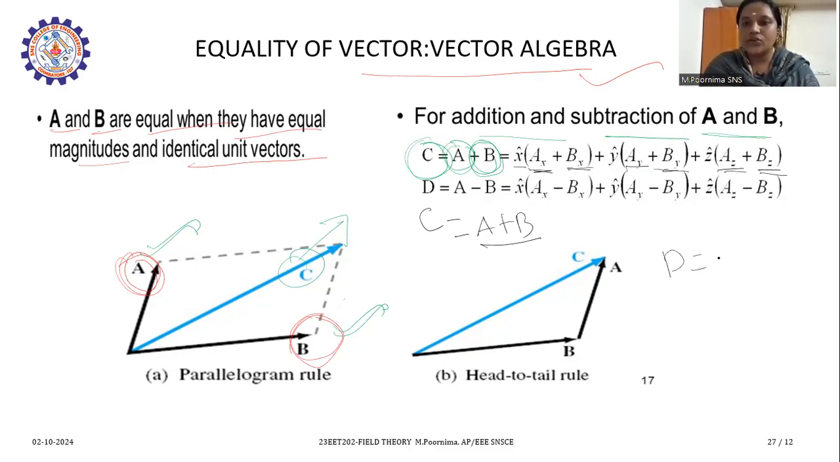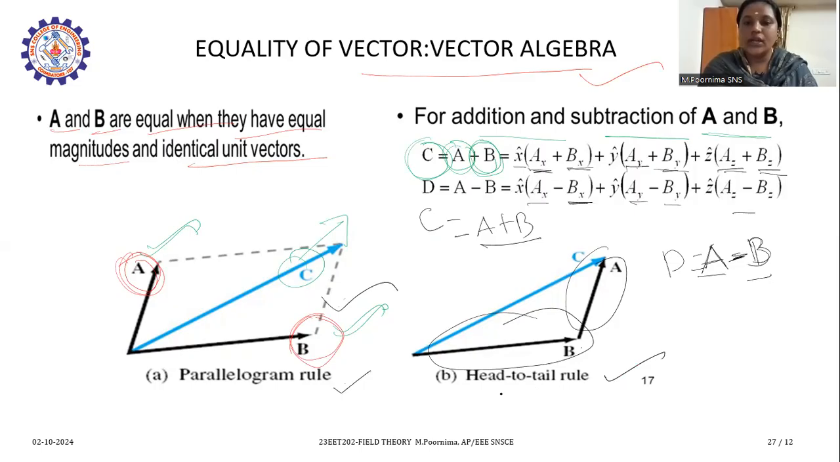Okay, now what is D? D is the subtraction of two vectors, A minus B. Here we can see the difference between A plus B and A minus B. We have the parallelogram rule and the head to tail rule. This is the equality and operations of vector algebra.